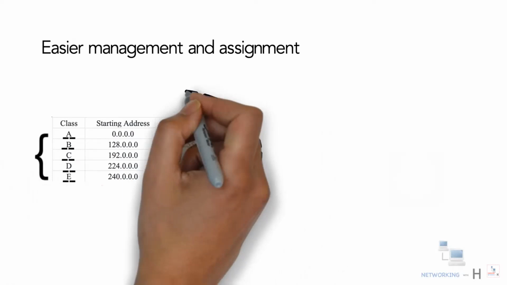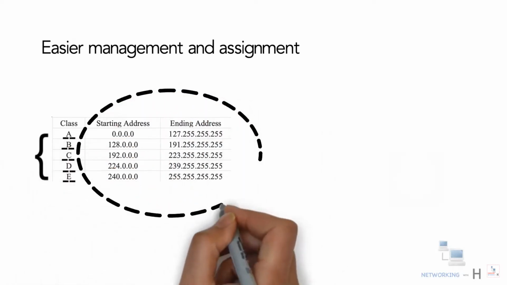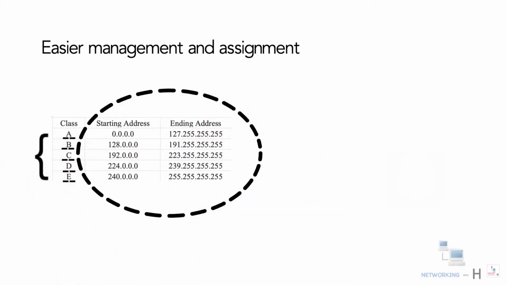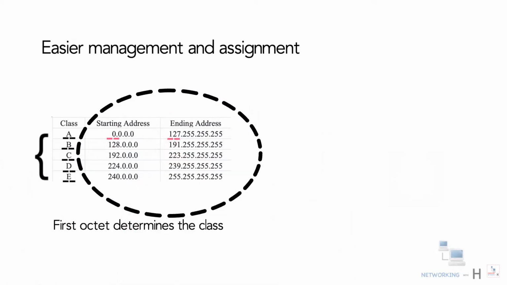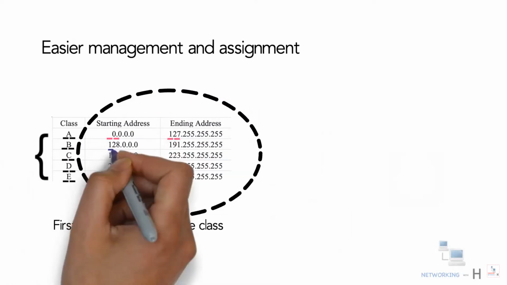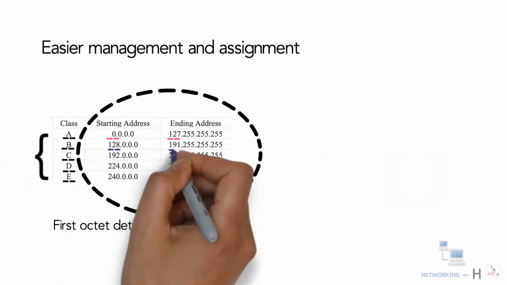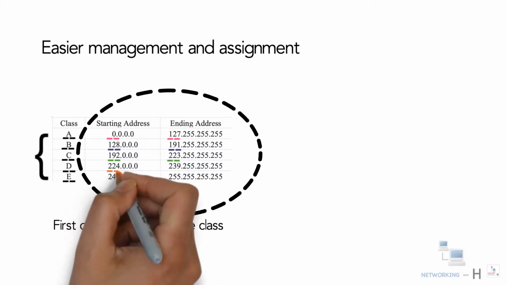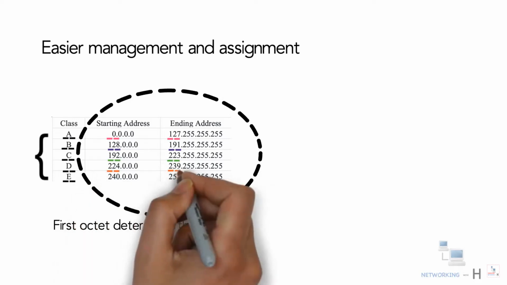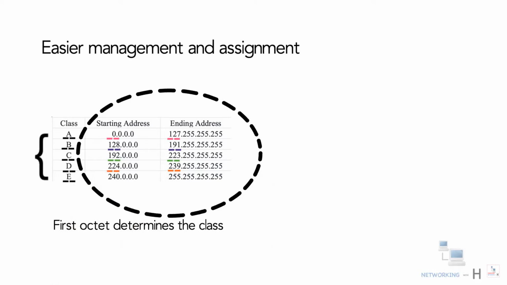Each class has a range of valid IP addresses. The value of the first octet determines the class. For example, 0 to 127 determines the Class A IP address range. 128 to 191 determines the Class B IP address range. 192 to 223 determines the Class C IP address range. 224 to 239 determines the Class D IP address range. And the last, 240 to 255, determines the Class E address range.